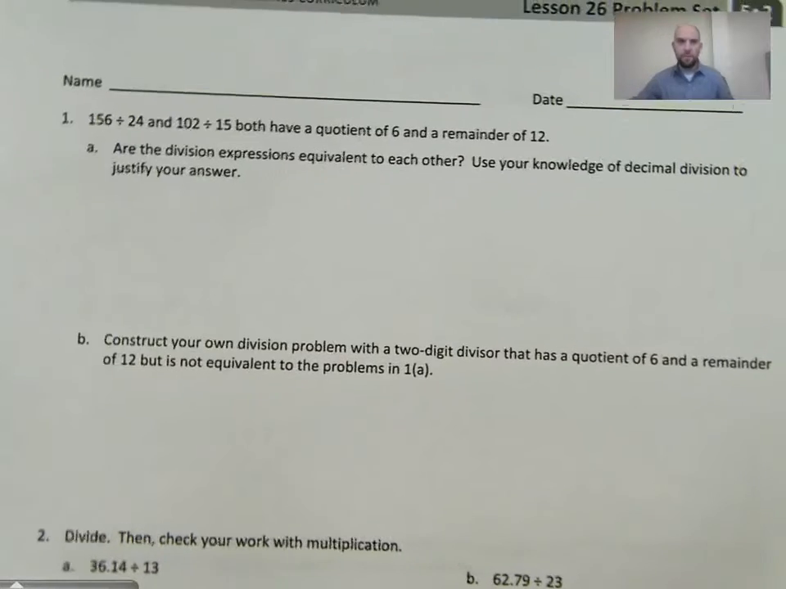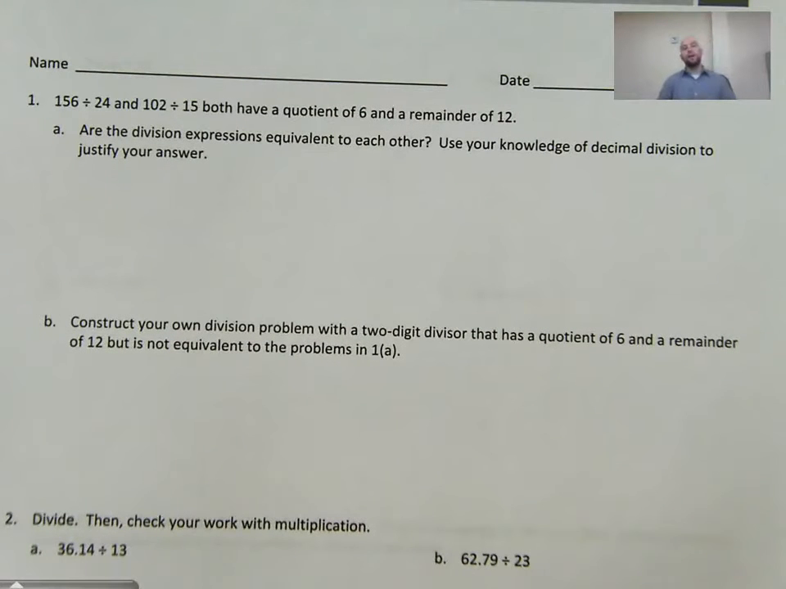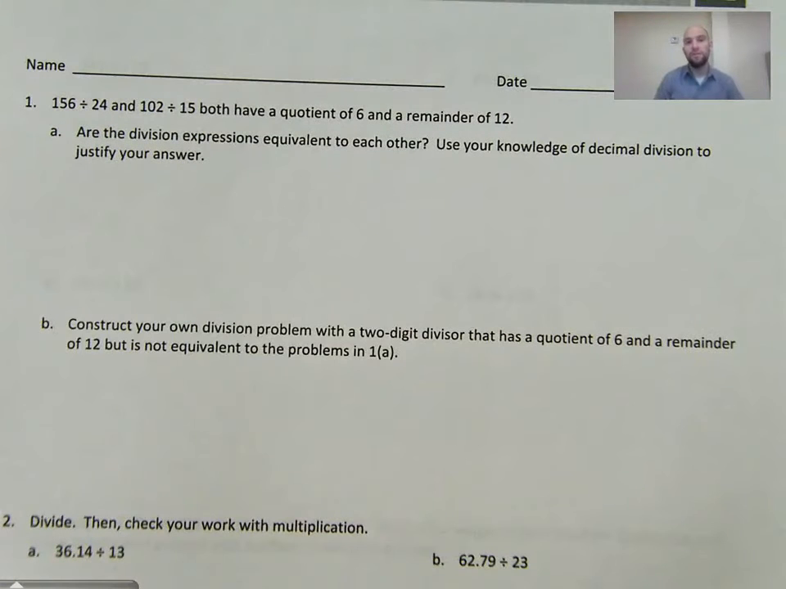So to have a better understanding of why we might want to find a quotient in decimal form rather than using a remainder, for starters, it's going to be more accurate. Look at this first question here. It says 156 divided by 24 and 102 divided by 15 both have a quotient of 6 and a remainder of 12. Are the division expressions equivalent to each other? Use your knowledge of decimal division to justify your answer.